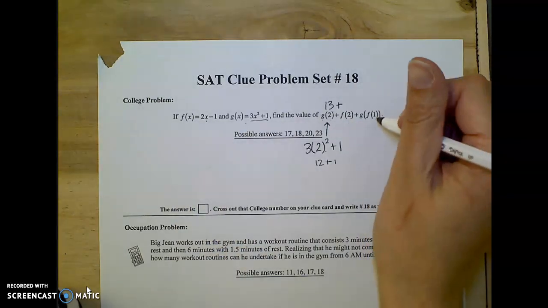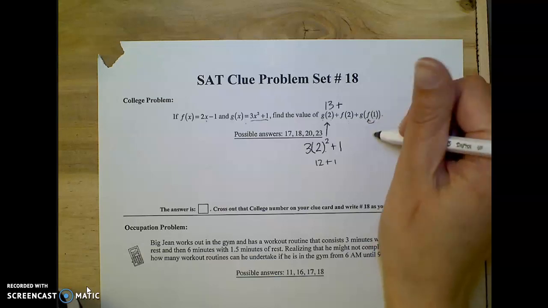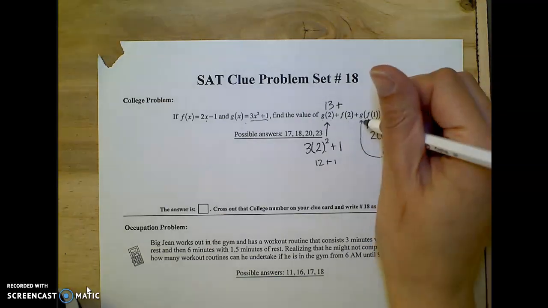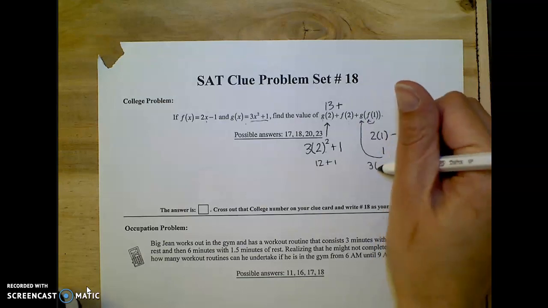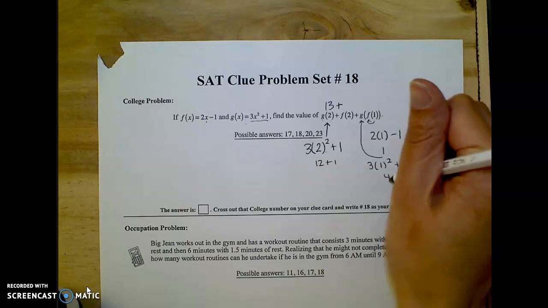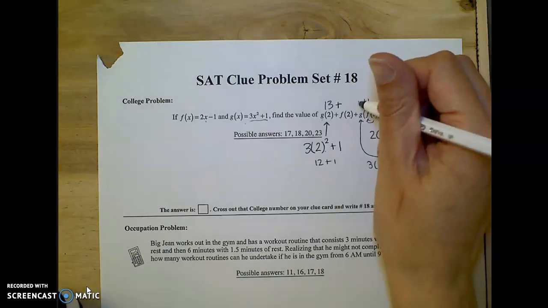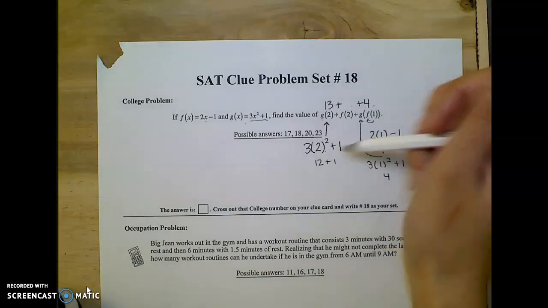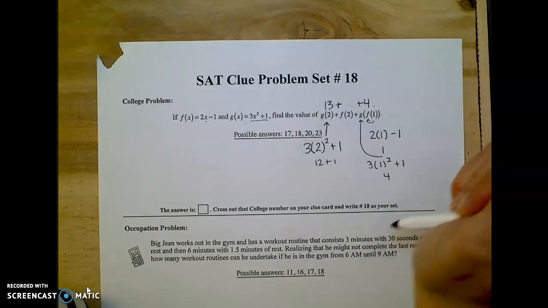Now this one, I need to put 1 into f. So I do 2 times 1 minus 1, which is 1. Then I need to take that and put it into g. So I need to do 3 times 1 squared plus 1, which is 4. So that whole thing is 4. So I just need to do 3 plus whatever this is plus 4. So probably more than 17 is your answer.